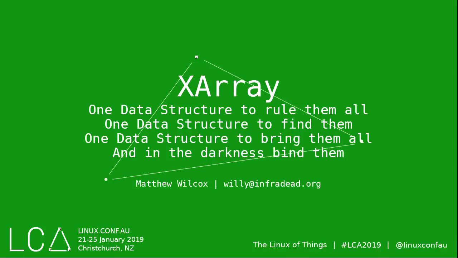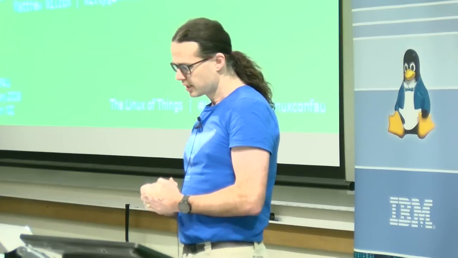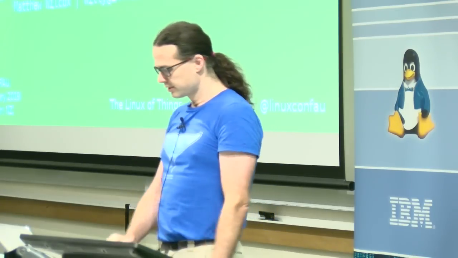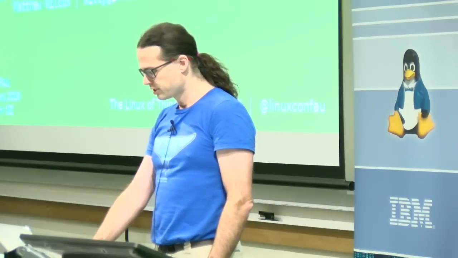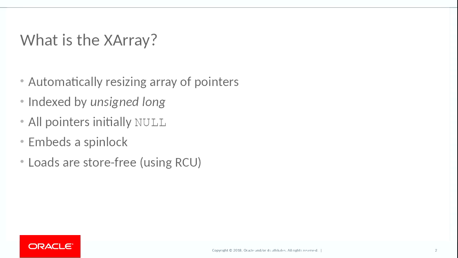Yes, I thought since I'm in New Zealand, I really must make more Tolkien references. But the idea really is that this is the only data structure you need. So what is it? It's an automatically resizing array of pointers, and you don't need to know anything about the implementation of it because I'm going to change it.